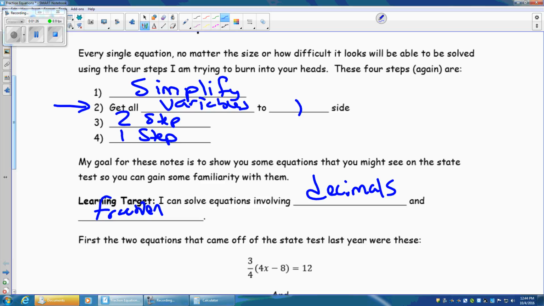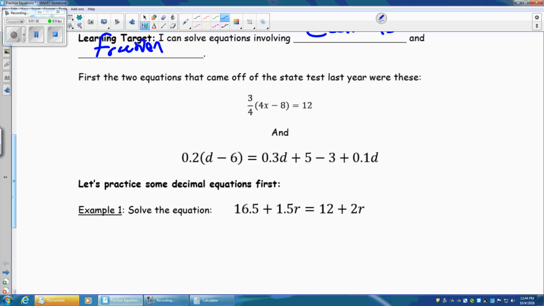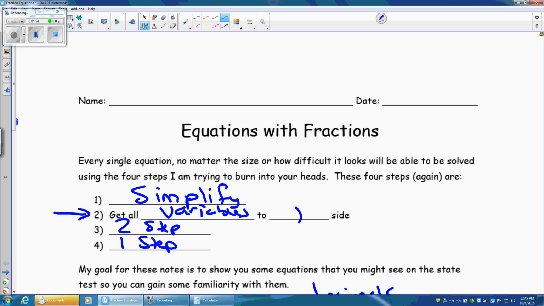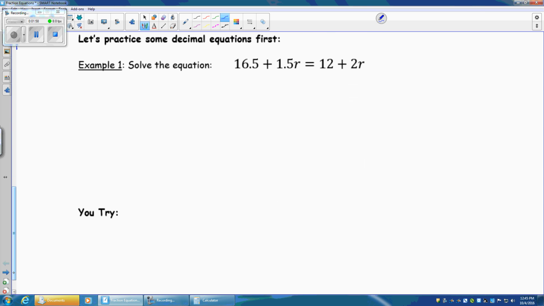Alright, so the first 2 equations came off of the state test last year. As you can see, some of them have fractions and some of them have decimals. And that's okay. The nice thing about it is if they give you something like this, more than likely they're going to give you a calculator for it. So let's take a look at example 1. Let's definitely use our calculator if we need it. And when you guys do example 2 on the next page, definitely use a calculator for that. So let's flip back to this one and let's do this one together just to show you that it's nothing crazy. It's just you might need to use a calculator.